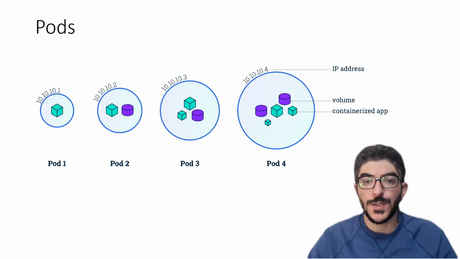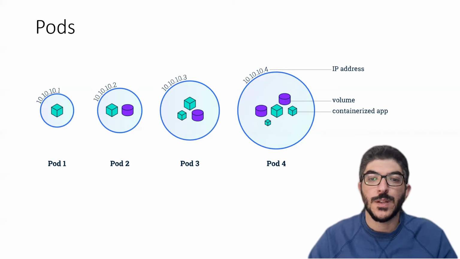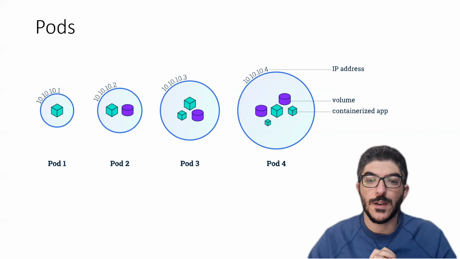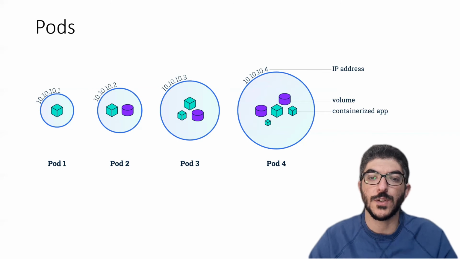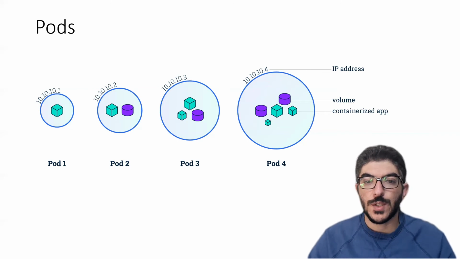I have one server. Let's say the pod is a virtual server. It's not a virtual machine. It's just a unit that has an IP, a volume or more, and container or more. So now what's the relation between those pods and the nodes?